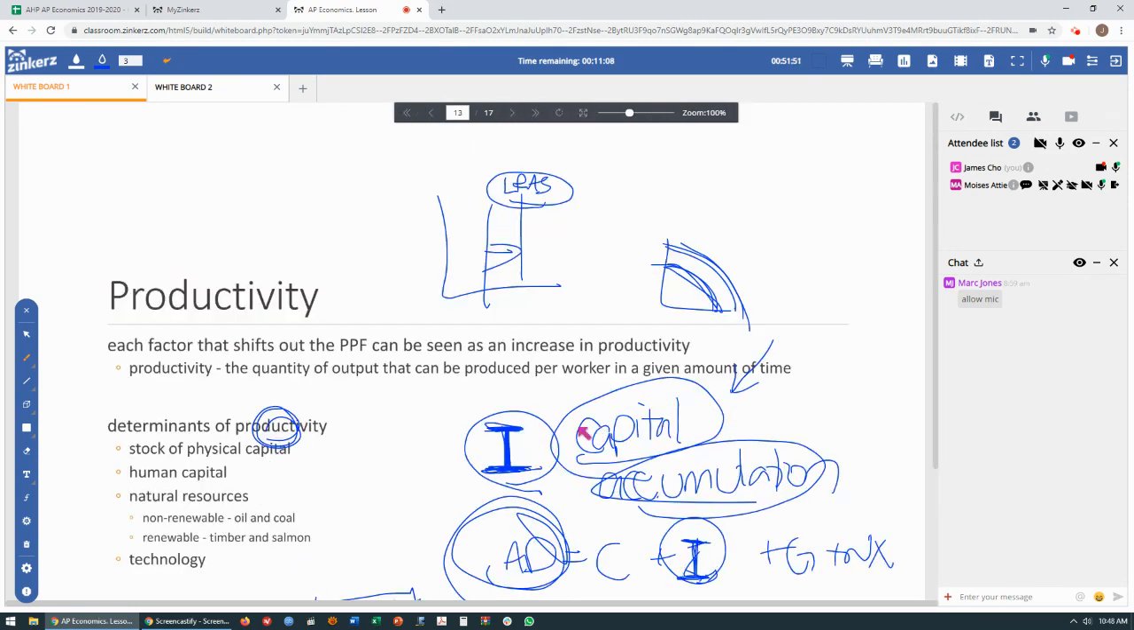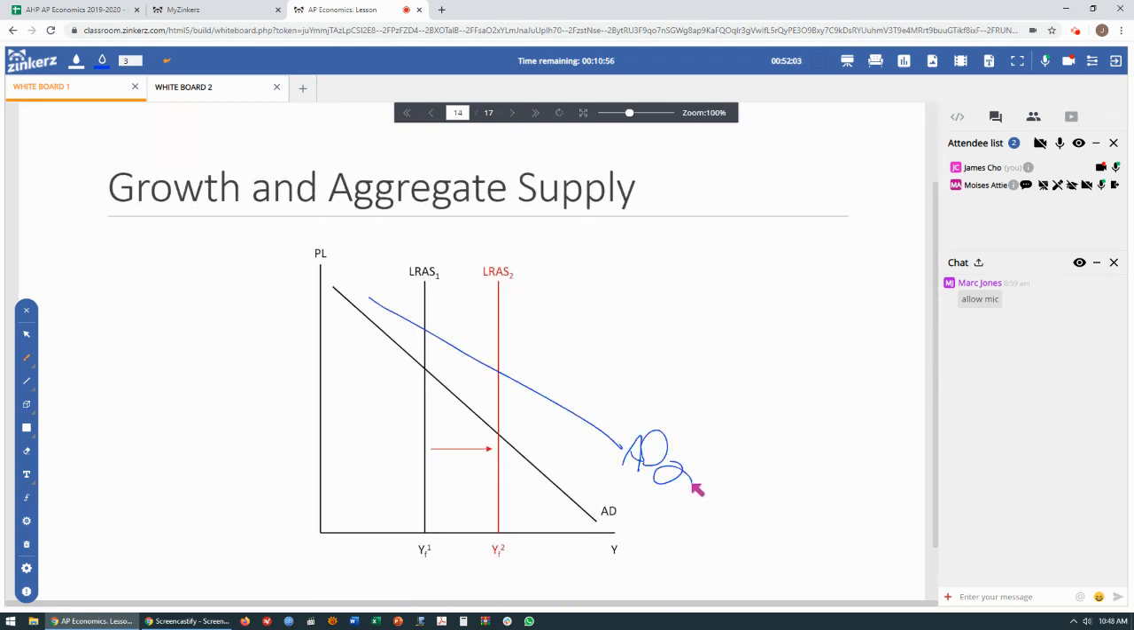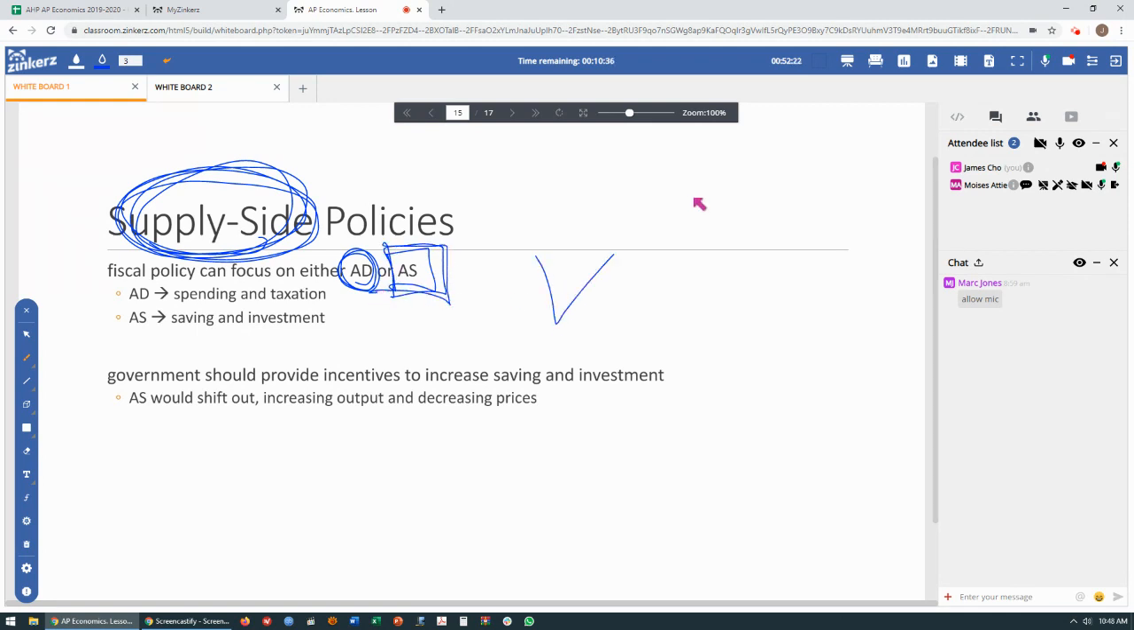You don't have that with consumption. With consumption, it just helps your economy right now, and then that's it. But with investment, that's fantastic. So investment is going to shift out your AD in the current period, but it's going to shift out your LRAS in the future. So sometimes what the government does is they focus on supply side policies, not necessarily focusing on AD so much, but on the AS. And this is where we'll start up next time.